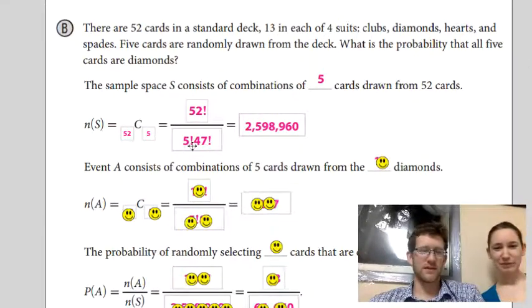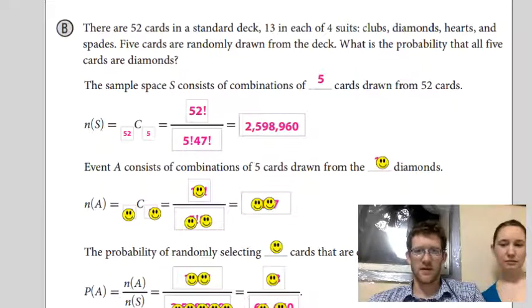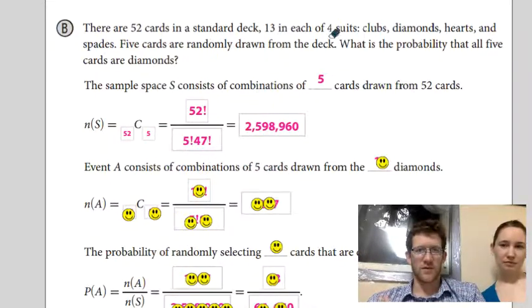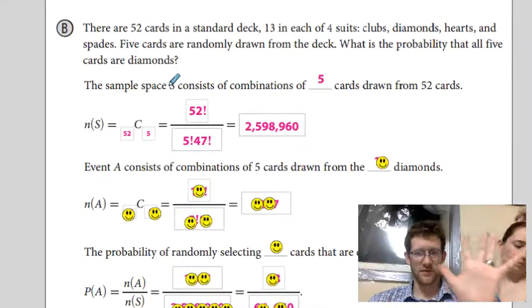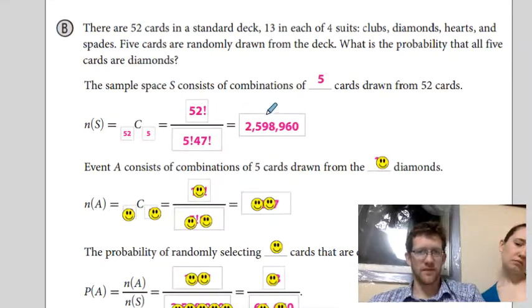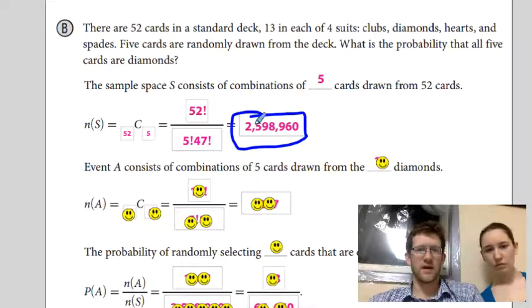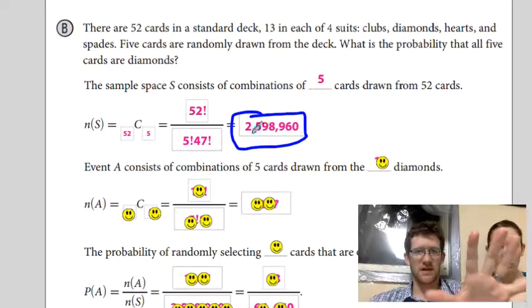So this is doable with most calculators. And later on, I might even show you a shortcut. Event A consists of combinations of 5 cards drawn from 13, so we want to narrow it down. What is the probability that all 5 cards, that we're going to draw 5 cards, are diamonds? This is all possible 5-card hands, and then we want to narrow it down to which of these 5-card hands contain all diamonds.